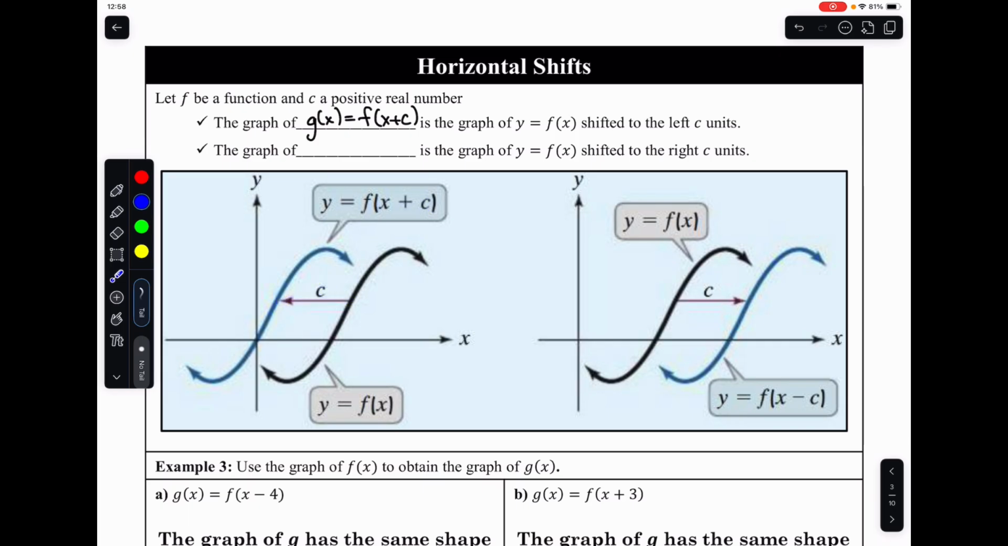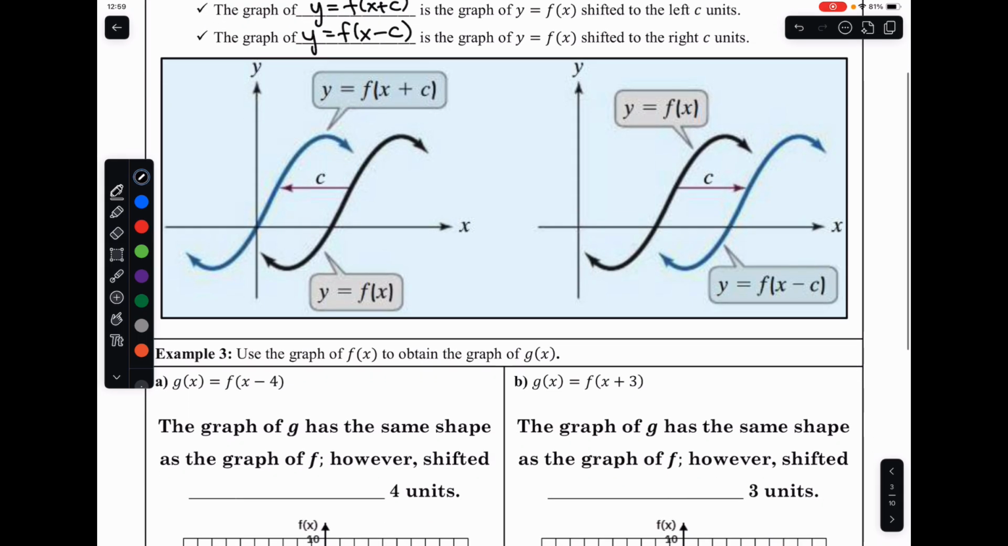Now, in order to move it to the right, the notation for that would be that g of x will equal f of x minus c. So in order to move it to the right, I need this value of c to be positive, okay? But to show that we're moving to the right, I need to subtract that positive value. And we're doing the opposite operation in order to move it to those corresponding sides. Adding moves things to the left, while subtracting will move things to the right.